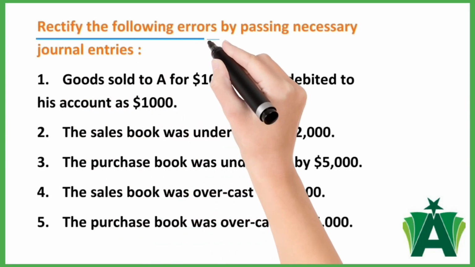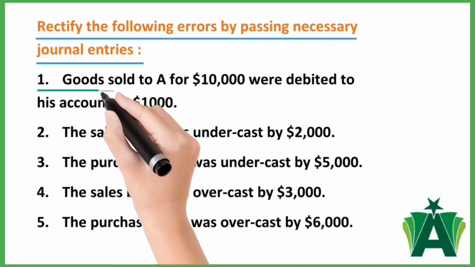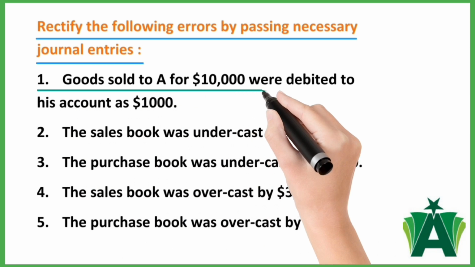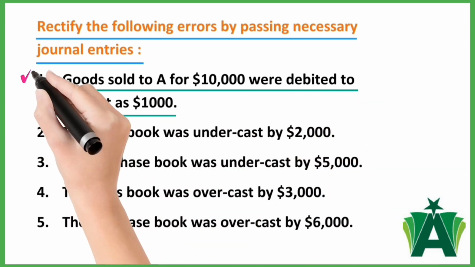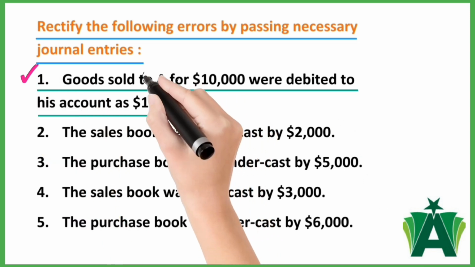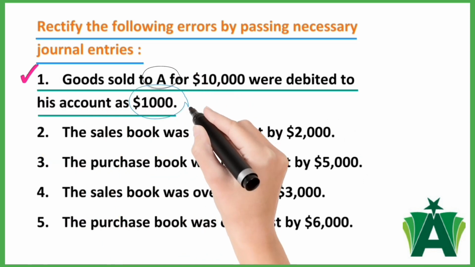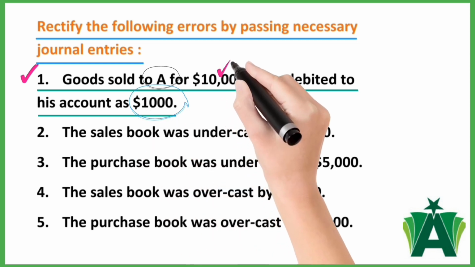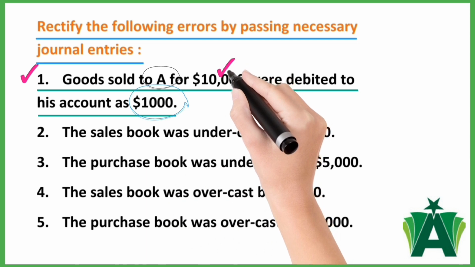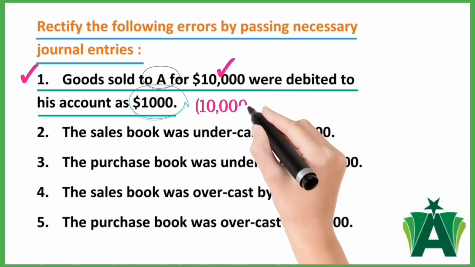Rectify the following errors by passing necessary journal entries. Goods sold to A for $10,000 were debited to his account as $1,000. In this transaction, the error is only in the A account, which has been debited with $1,000 instead of $10,000. So it is a one-sided error and will cause a discrepancy of $9,000 in the trial balance.